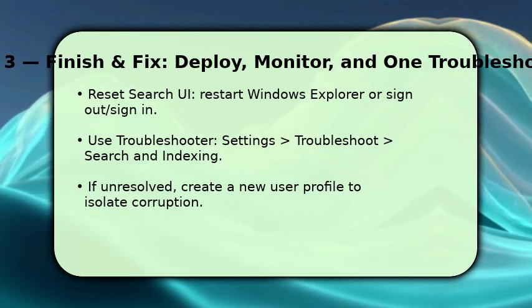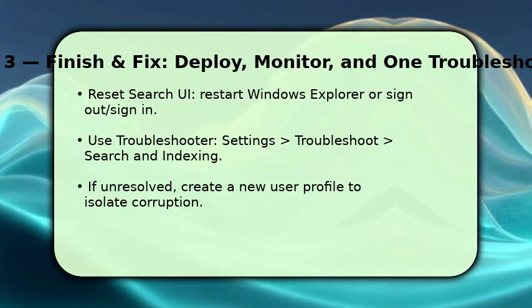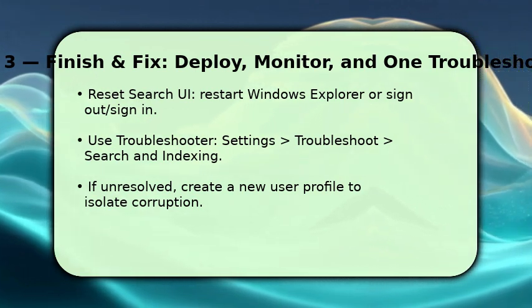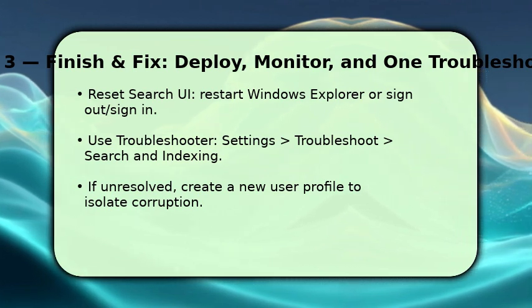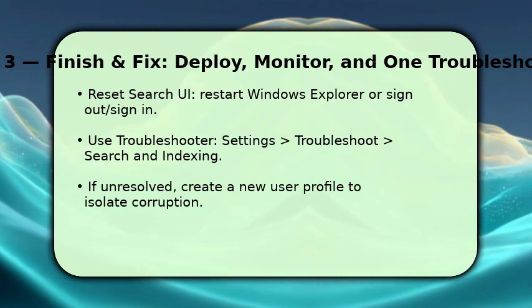If problems persist, create a new local user to test. This isolates profile corruption. One key troubleshooting tip: if search fails after updates, roll back the latest update or use System Restore to a point when search worked.